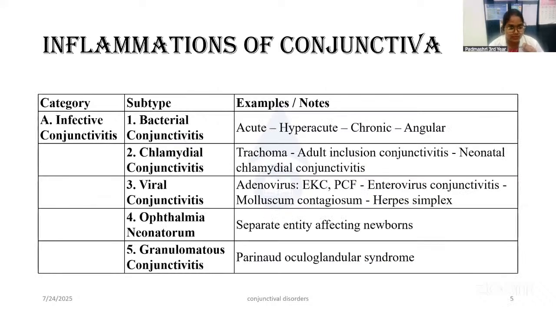So what are the categories? First one is infective conjunctivitis. The subtypes are bacterial, chlamydial, viral, ophthalmia neonatorum, and granulomatous conjunctivitis. The types of bacterial conjunctivitis are acute, hyperacute, chronic, and angular. Chlamydial conjunctivitis includes trachoma, adult inclusion conjunctivitis, and neonatal chlamydial conjunctivitis. Viral conjunctivitis includes adenovirus, EKC, pharyngoconjunctival fever, molluscum contagiosum, and herpes simplex. Ophthalmia neonatorum is a separate entity affecting newborns. Granulomatous conjunctivitis is Parinaud oculoglandular syndrome.